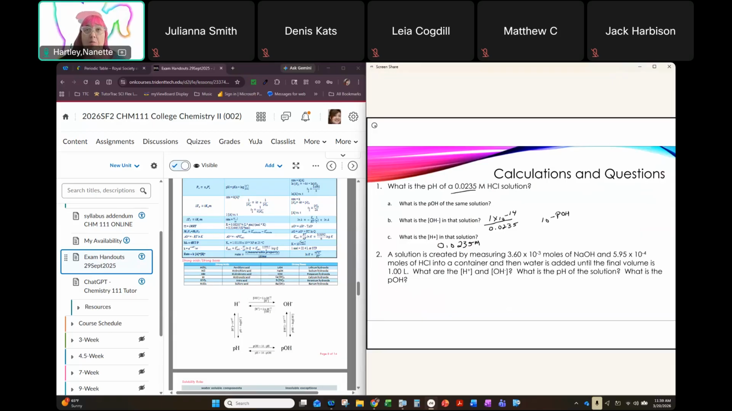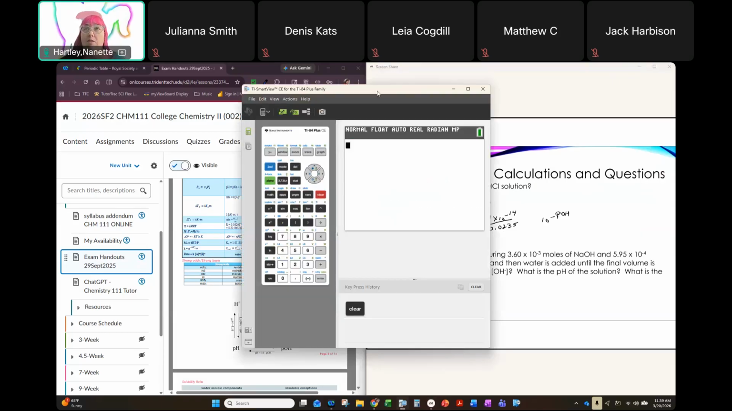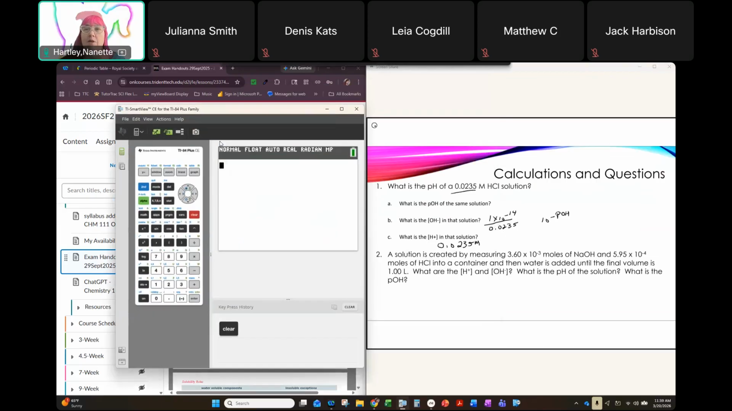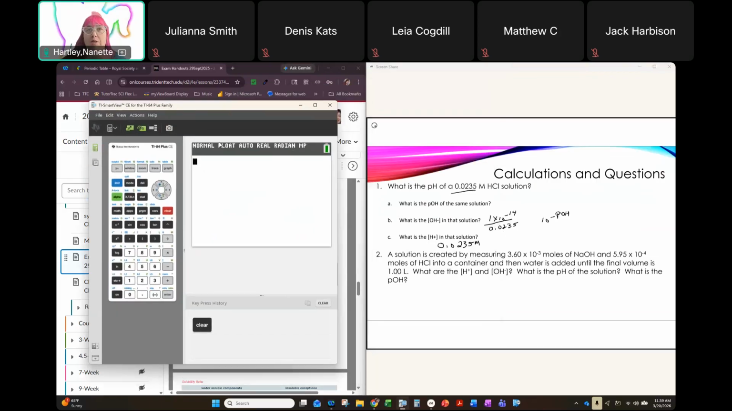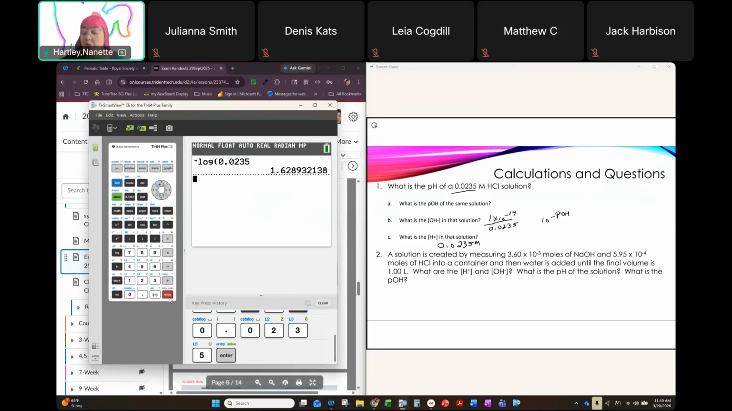If I want to get to the pH for that particular compound, I need to put in its concentration, 0.0235. Oh, I didn't want to do that, sorry. I have to take the negative log of that value, 0.0235. I don't have to close the parentheses, I just need to hit enter. And that gives me 1.628.